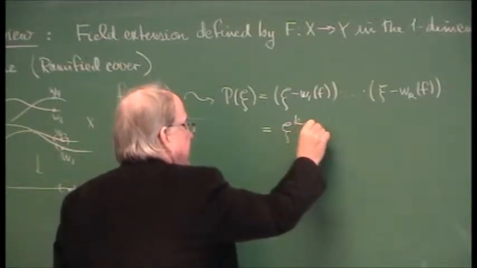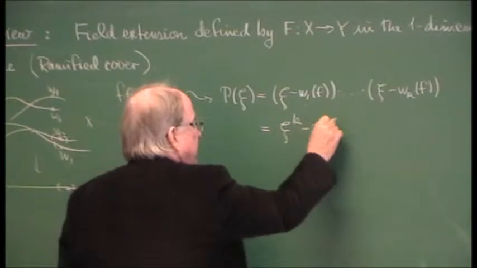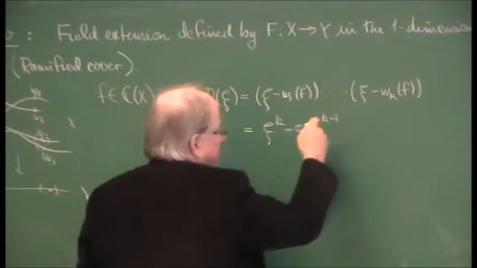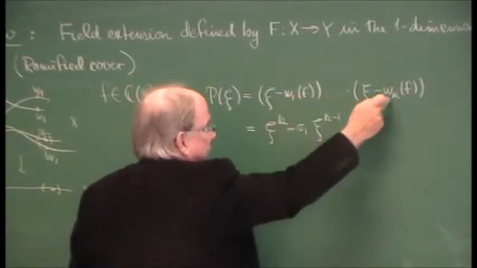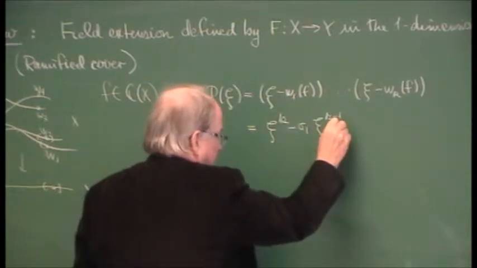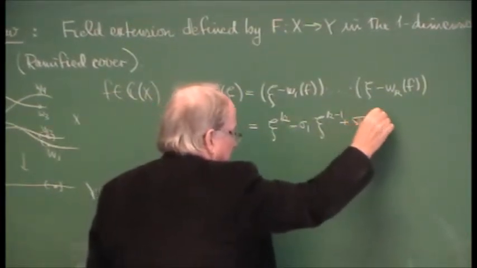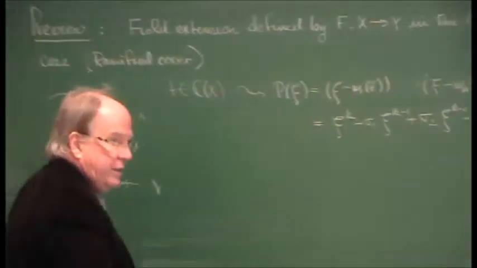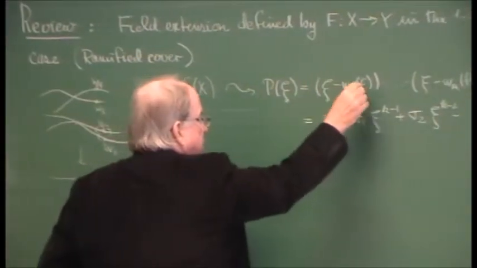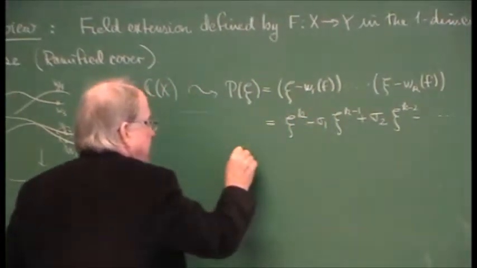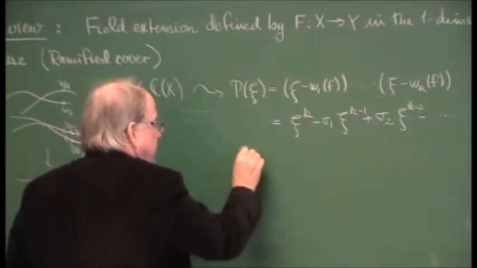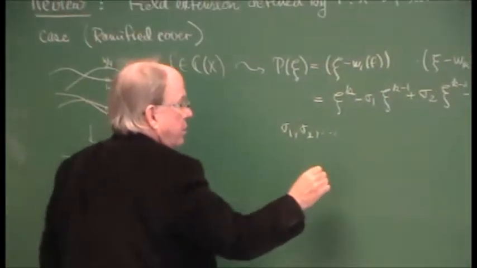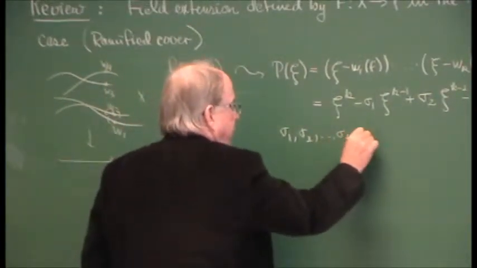Maybe we write them here, sigma 1 through sigma k. The sigma 1 is the first elementary symmetric polynomial in these things, namely the sum, and then the sum of products, the second elementary polynomial, and so on. These functions, since they're symmetric functions, do not depend on the order, so they are in fact meromorphic functions on the base.